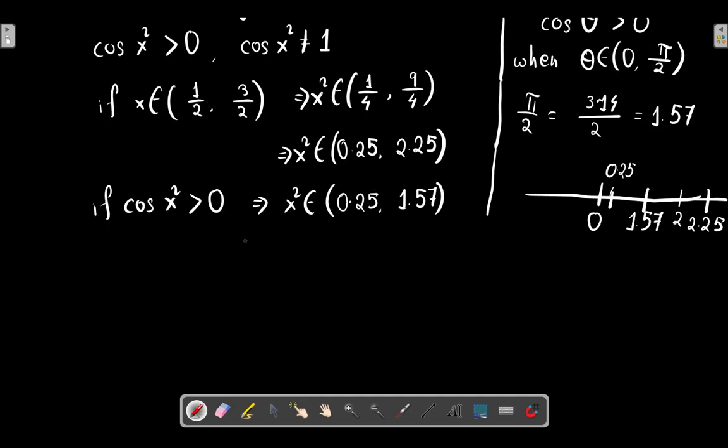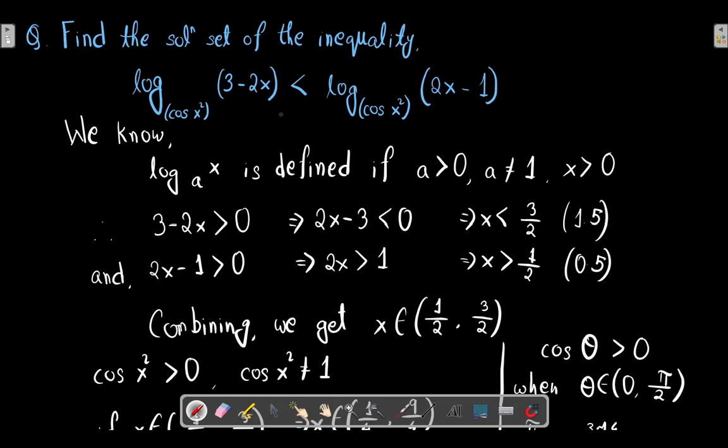So this implies that x will now be going from square root of 0.25, which is 0.5, and the square root of 1.57, that is square root of pi upon 2, this comes out to be approximately 1.25 something. So this is the range of x now, 0.5 to 1.25, for this expression to be valid.